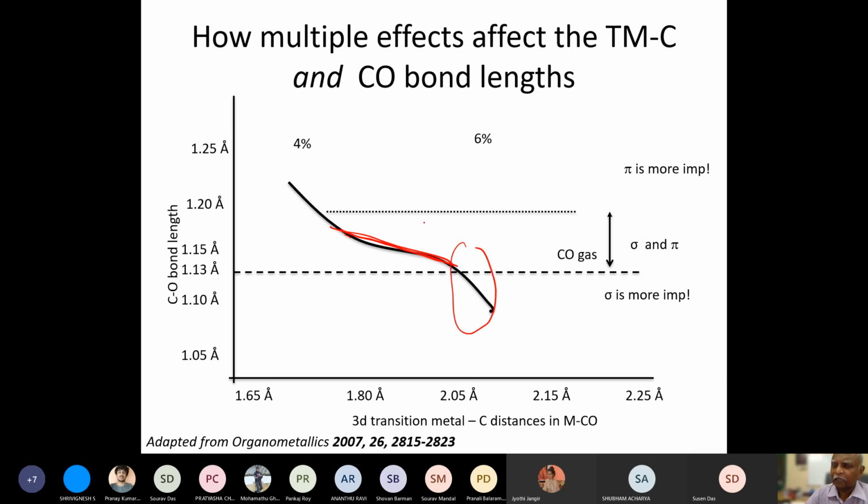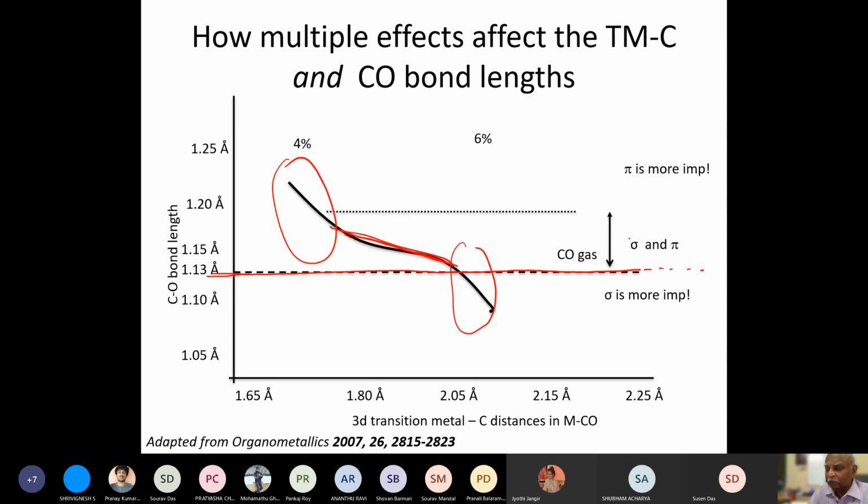It is this region and this region that I'm talking about. The 2 ends, the slope seems to be different. Here, if you take the carbon-oxygen in the gas phase, you find that carbon-oxygen will have a bond distance corresponding to 1.12 something, and that's marked with this dotted line, which I have made red right now, where you have no interaction with the metal. So that's the free carbon-oxygen bond length.